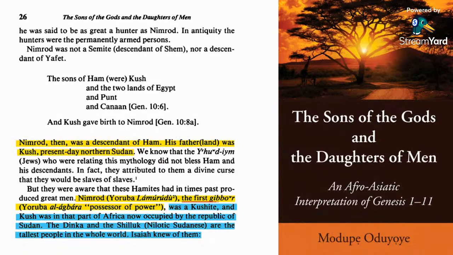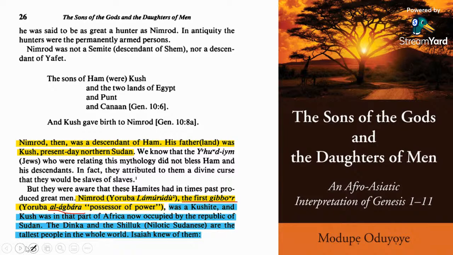This is actually a Hebrew word for Gabor, which means king or power. Same thing in the Yoruba language, possessor of power. So we see the similarity in the Yoruba language. It's named Al-Agabara, but in Hebrew it's Gabor. Al-Gabara and Gabor mean the same thing in Yoruba and Hebrew. But that's just something I want to throw out.